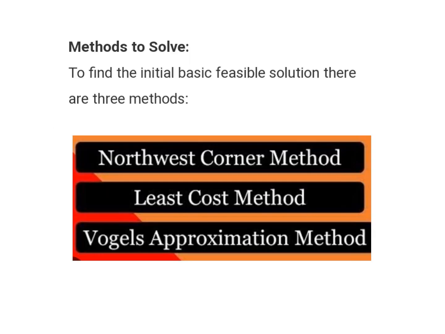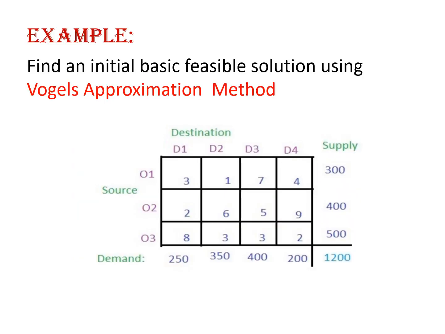There are three methods to find initial basic feasible solution. They are northwest corner method, least cost method, Vogel's approximation method. Here we are going to see an example for Vogel's approximation method.